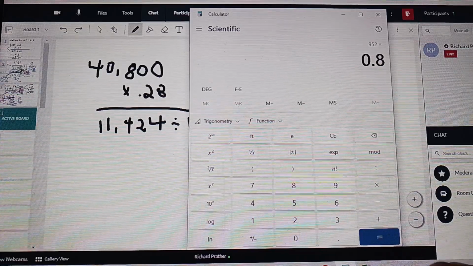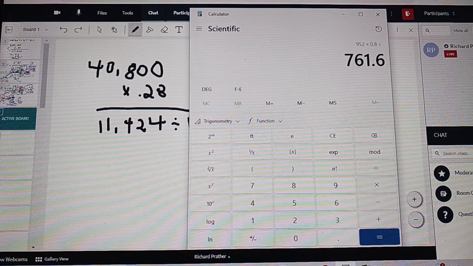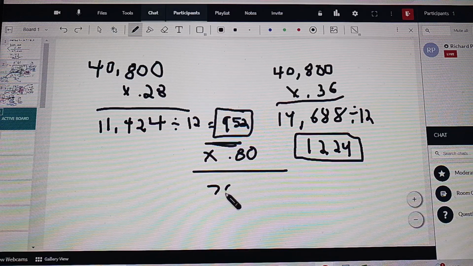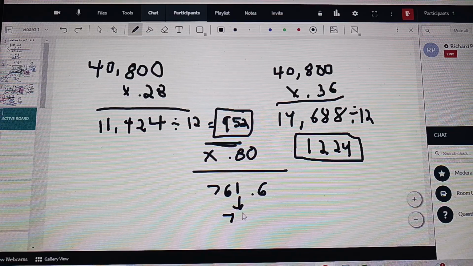$952 times 0.80. If their monthly mortgage payment was $761.60, or if we're rounding to the dollar, $762. That's another thing, you can compare homes. Maybe in one area you'd spend $952 on your monthly mortgage, but in another area the houses are a little less and it's only $762. That just saved you almost $200 a month.